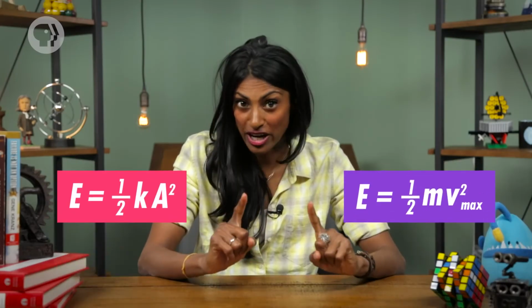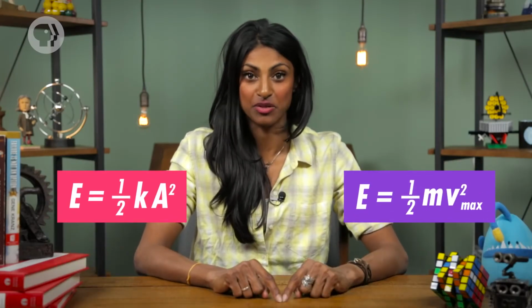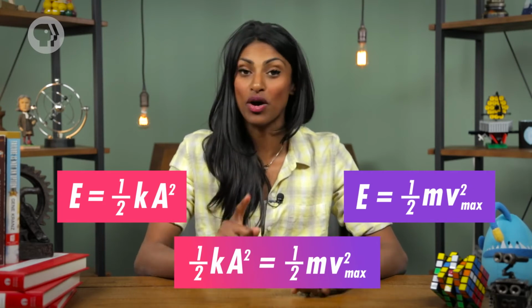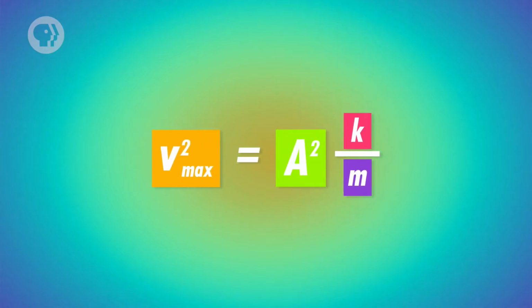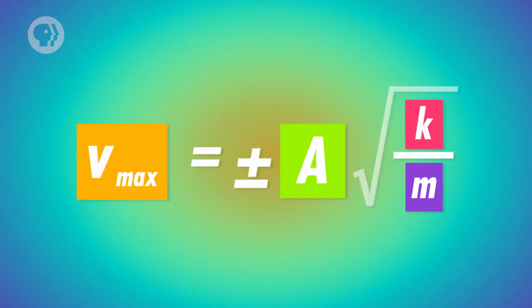Now we have 2 equations for the total energy in this oscillating spring, which we can combine into one equation. And if we use algebra to move around its variables, we can start to answer the second question we had about the ball. We wanted to know the ball's maximum velocity, and this equation tells us that it's equal to the amplitude times the square root of the spring constant divided by its mass. So we've answered our 2 questions about the ball on the spring. We know about its energy and we have an equation for its maximum velocity.